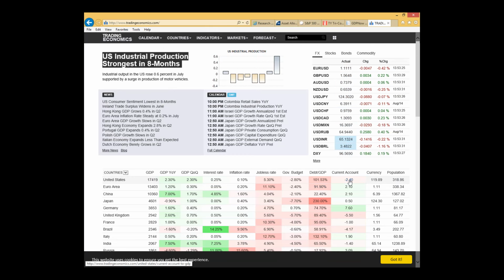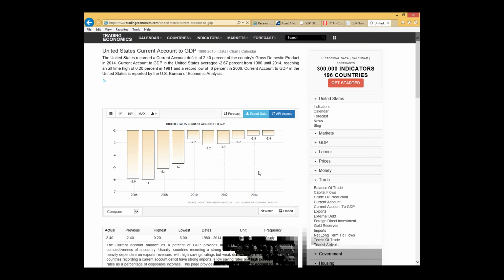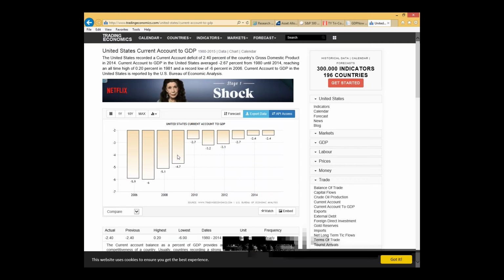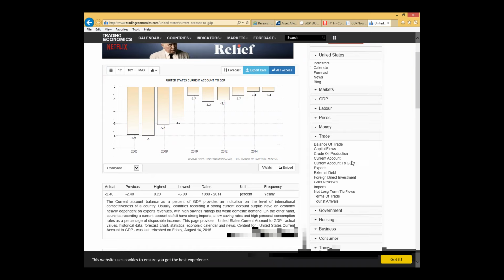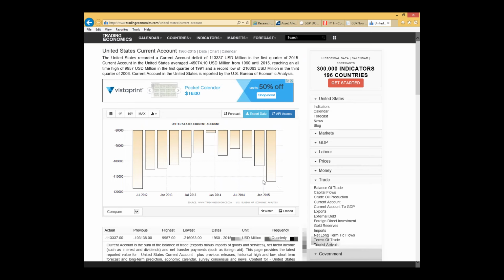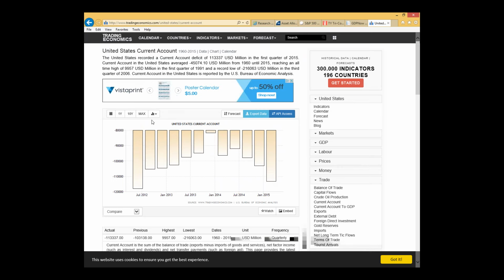Something else that I often look at is the current account deficit. We've actually seen some improvement in terms of percentage of GDP for the United States. Back in 2007, the current account was running at about 6% of GDP. Now it's about 2.4% of GDP. But the U.S. has a big economy, so in absolute terms, that's still a pretty big number.